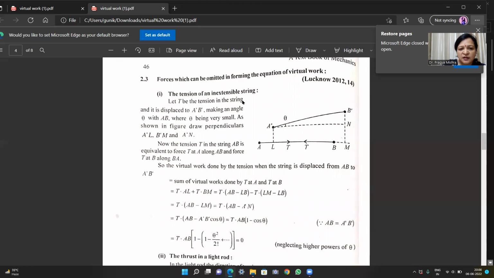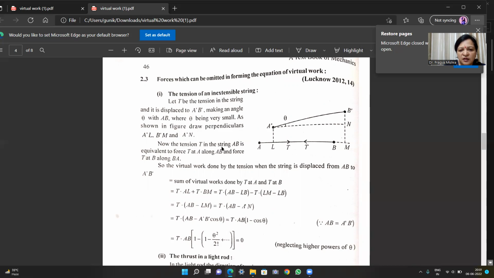Let T be the tension in the string and it is displaced to A dash B dash. AB is the initial position of the string. और इस AB को हमने डिस्प्लेस करके A डैश B डैश पोजीशन में ले आए, यानी कि एंगुलर डिस्प्लेसमेंट यहाँ पे थीटा एंगल का हुआ है और पॉइंट A, A डैश पे पहुंच गया है और B पॉइंट is displaced to B dash. So it is displaced to A dash B dash, making an angle theta with AB, where theta is very small, as shown in figure. We draw perpendicular from A dash and B dash.